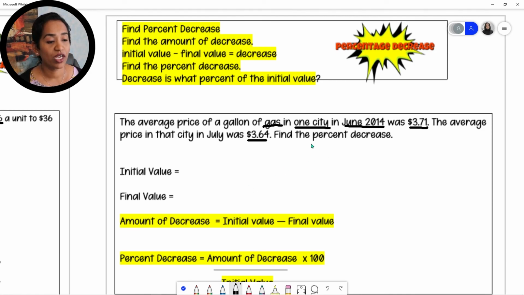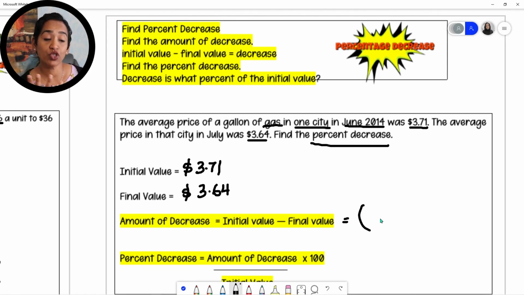They're asking me to find the percentage decrease. They're not asking me for the value, they're asking me for the percentage. Again, I'm going to do it step by step. What's my initial value? I have $3.71. The final value is what it was reduced to. It was reduced to $3.64.